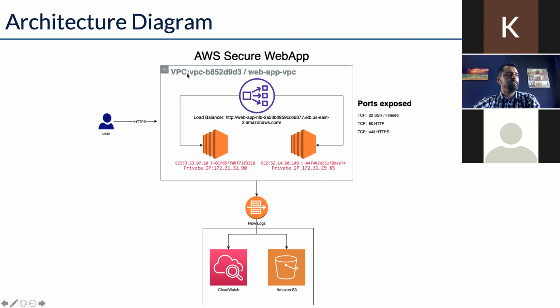And on top of the VPC, what we did is we enabled two flow logs: one that delivers those logs to CloudWatch, and the other one that delivers the content to S3, right? So let's see that in practice.